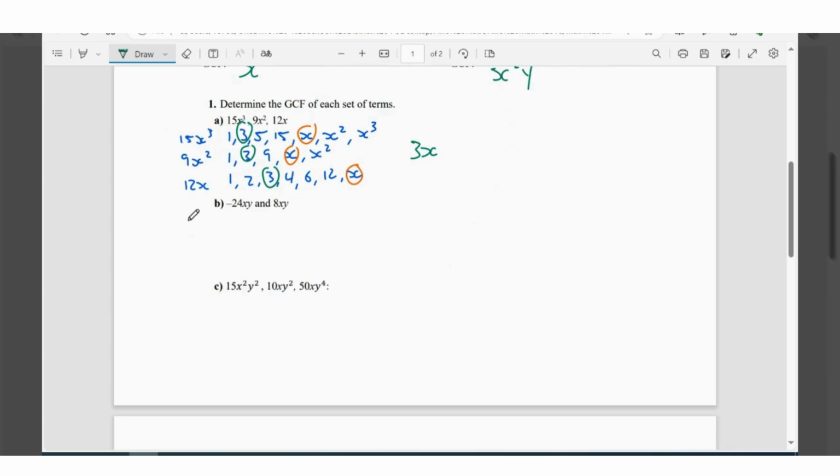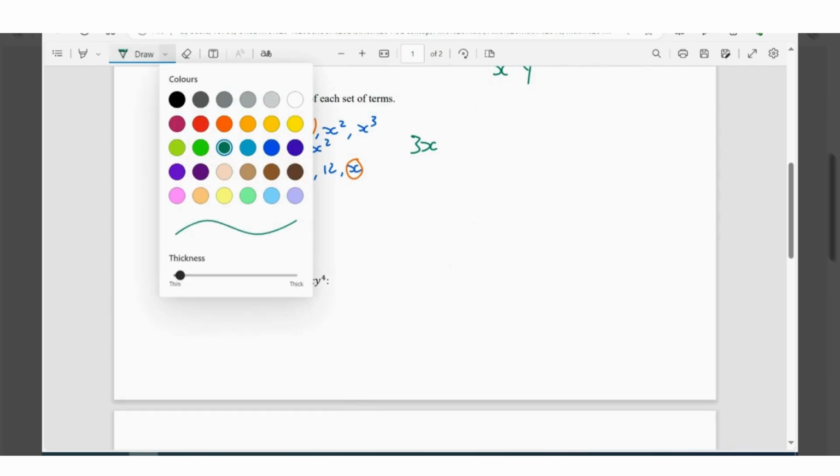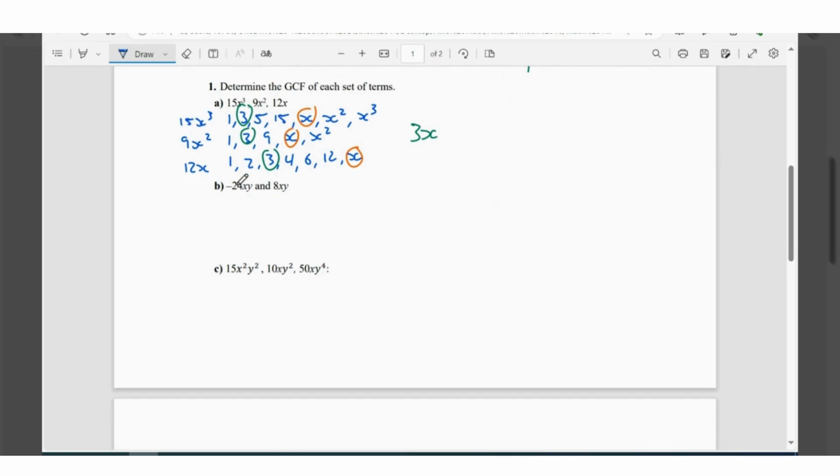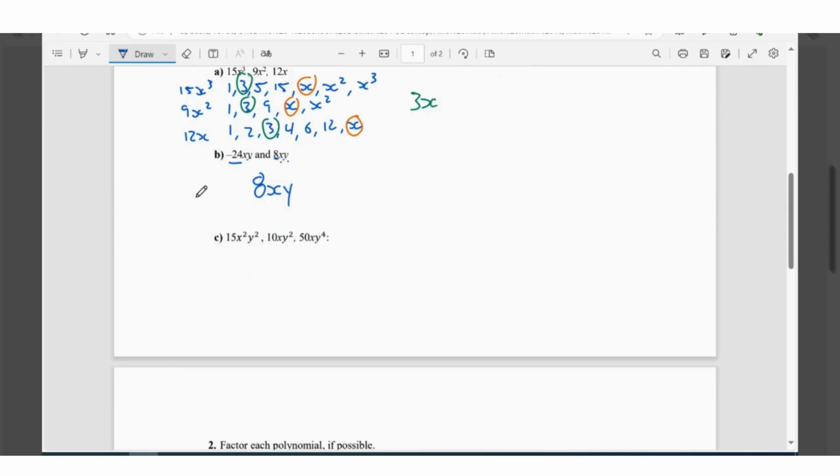So let's do these ones. I'm not going to list them all this time. What's the biggest number that can go into negative 24 and 8? Well, I know that negative 3 times 8 is negative 24. And there's an 8 in here as well. So it looks like we can pull out an 8. And of our variables, we got an xy and an xy. So xy seems to be the biggest factor that we could pull out of these two monomials.